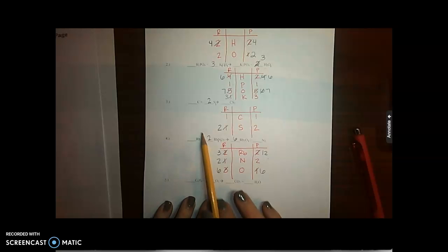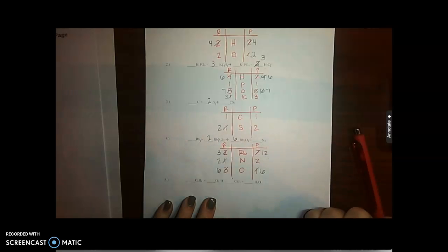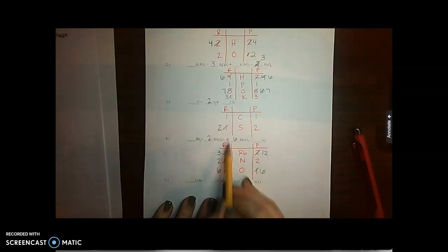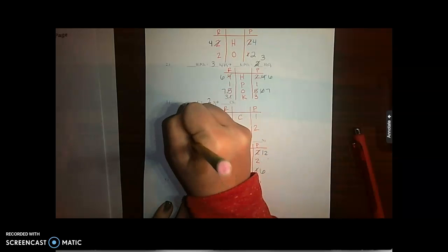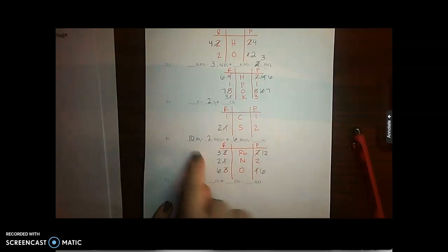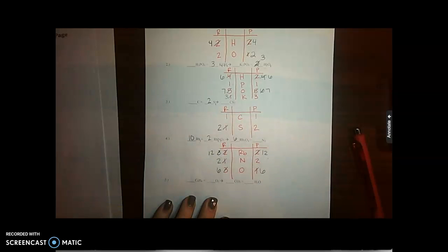But I have this lonesome Rb over here that's a 1. So I've got a total of 3 Rb over here right now. But if I'm just looking at these 2, I need 10 more. So I can put a 10 right here. And I have 10 Rb plus the 2 Rb right here for a total of 12 Rb. And everything is balanced.